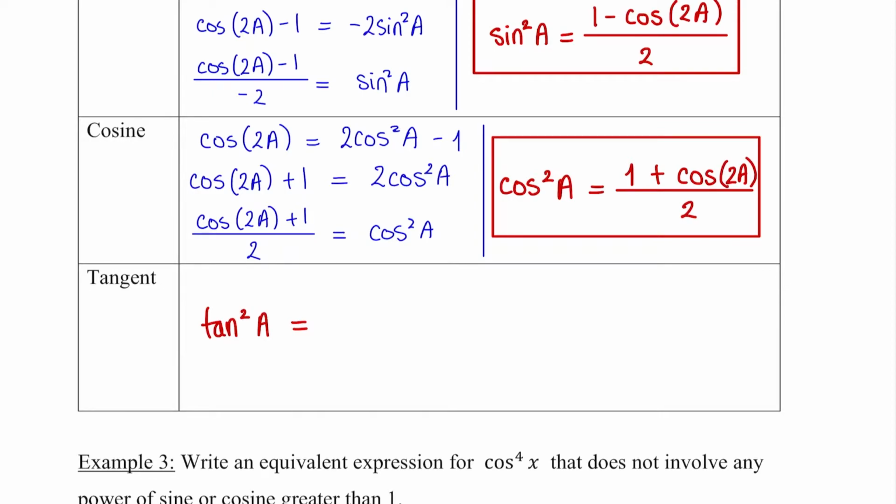And for tangent square A, I'll just take sine square A divided by cosine square A. I'll get 1 minus cosine of 2A over 1 plus cosine of 2A.